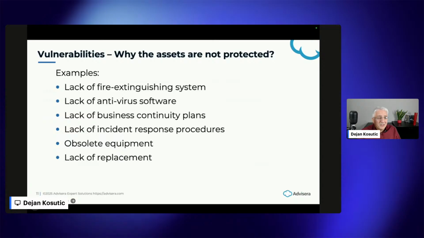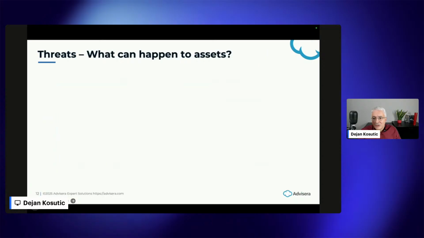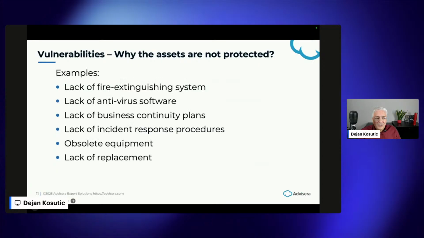Lack of replacement is a vulnerability related to people, right? If you have a system administrator, and no one else knows what to do with a particular system, then your company is vulnerable to this person leaving, and you don't have any replacement. All right, so these were several examples of vulnerabilities.